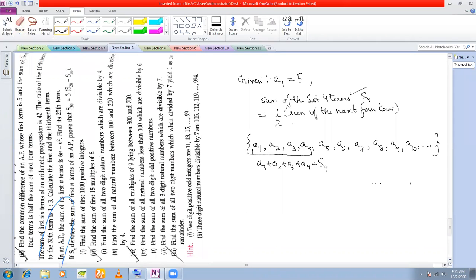Now the problem is only with the sum of the next 4 terms. What do you mean by the next 4 terms? A5, A6, A7 and A8. But how do you find the sum of these 4 terms? Besides knowing the common difference, you must know A5, but you don't know A5, you know only A1. Then what to do? Notice something very interesting here.